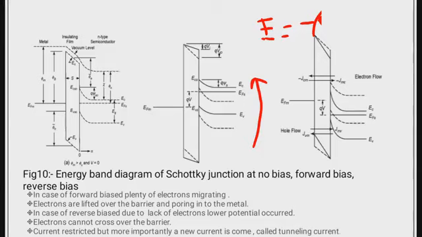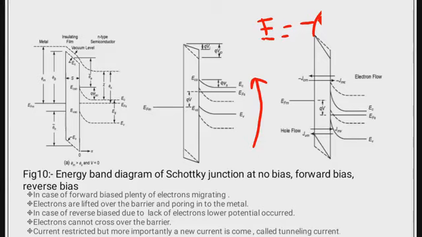Therefore, the current will be restricted in case of a reverse biased Schottky contact or Schottky junction. But more importantly, a new current will come, which is called the tunneling current. Assume for the particular electrons of the metal there is a vacant state. Suppose there is a vacant or permissible energy state, but there is no allowed state over here.